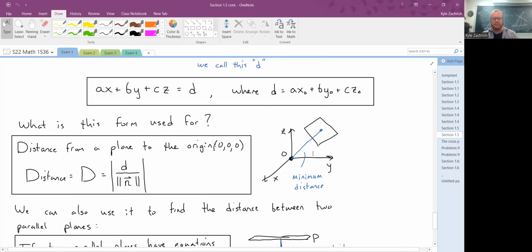Once you've got that equation for your plane, you should have your A, B, and C, and you can use any of the 3 points, X naught, Y naught, and Z naught. That'll give you lowercase d. Then you can use this formula here, where you divide by the magnitude of your normal vector, so square root of a squared plus b squared plus c squared. And then the absolute value of that would be your distance from the plane to the origin.